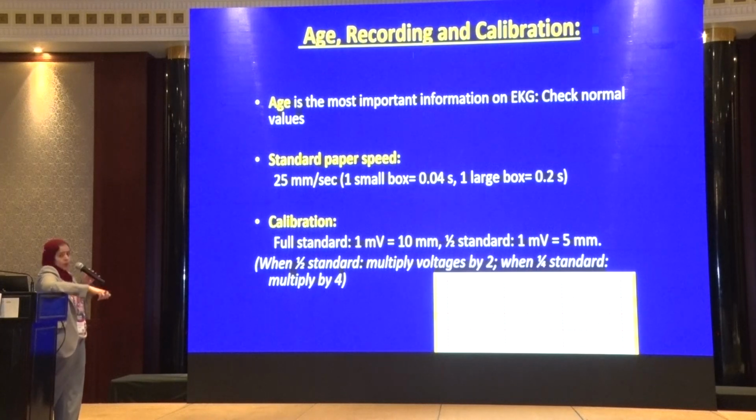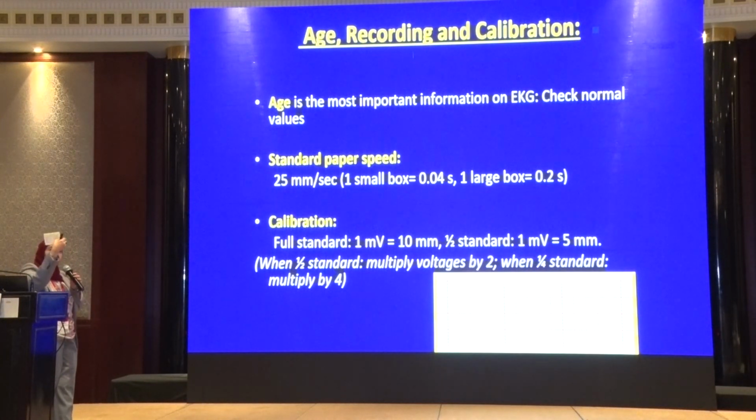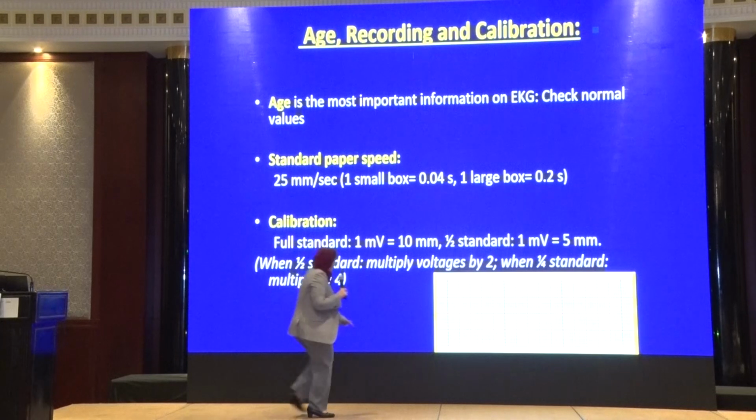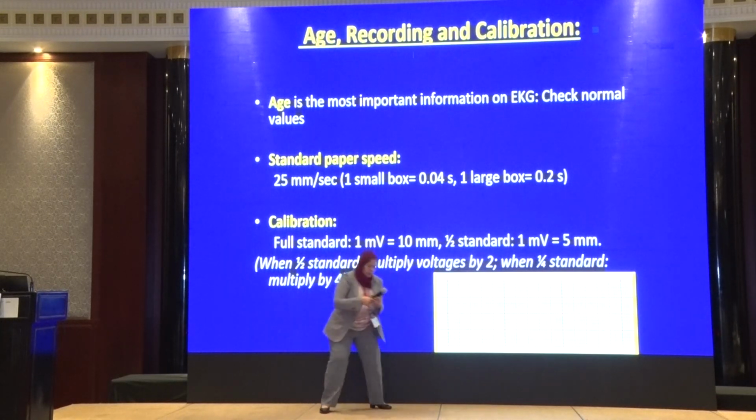Age is the most important because, as you have in the chart, everything has to be compared to the age of the patient. Then we have the standard paper speed. Usually the machine will move the paper at 25 millimeters per second. This means each small box takes 0.04 of a second, and each large box takes 0.2 of a second. This is important when we calculate the heart rate. And usually in the calibration, we use the full standard calibration, where 1 millivolt equals 10 millimeters, so 1 millivolt will be 2 big squares.